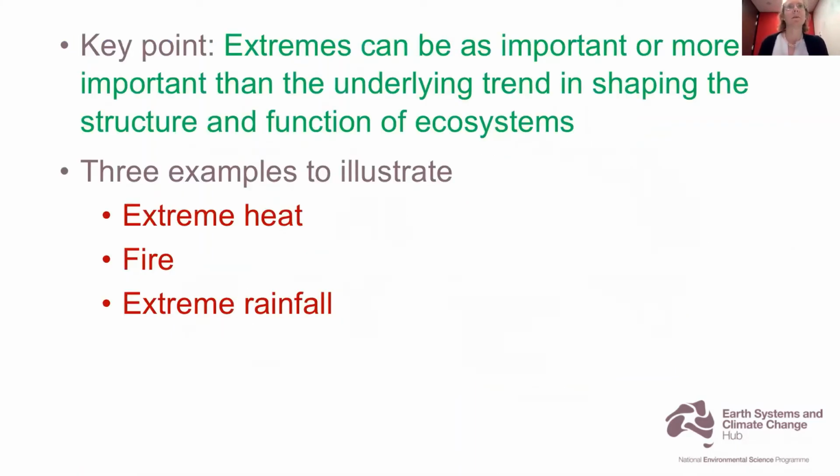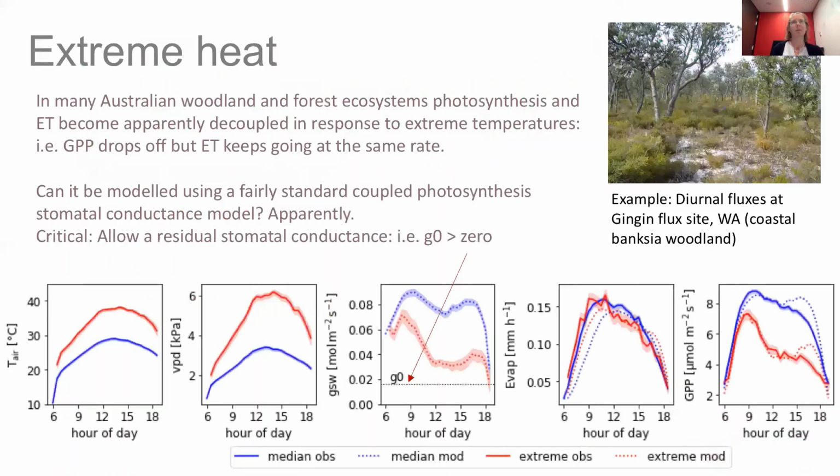So I'm now going to move on to some examples to illustrate the effect of extremes in shaping the structure and function of Australian ecosystems. I'll start with extreme heat and then touch on fire and extreme rainfall. Okay, so in many Australian woodland and forest ecosystems, photosynthesis and evapotranspiration can apparently become decoupled, i.e. evapotranspiration continues, but productivity may drop off under extreme heat conditions.